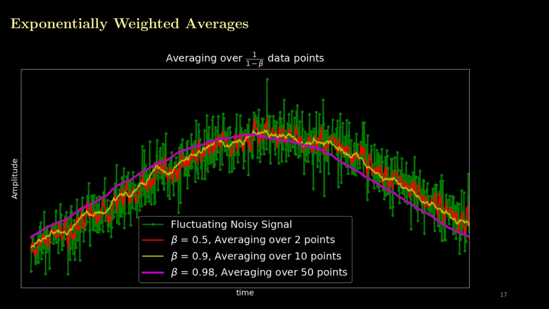I hope you understood the concept and the importance of the exponentially weighted average mechanism.